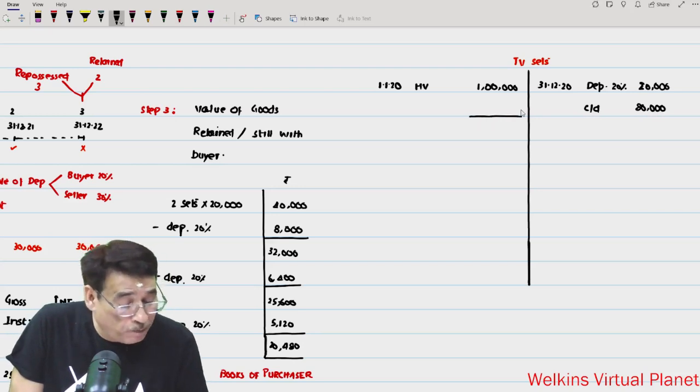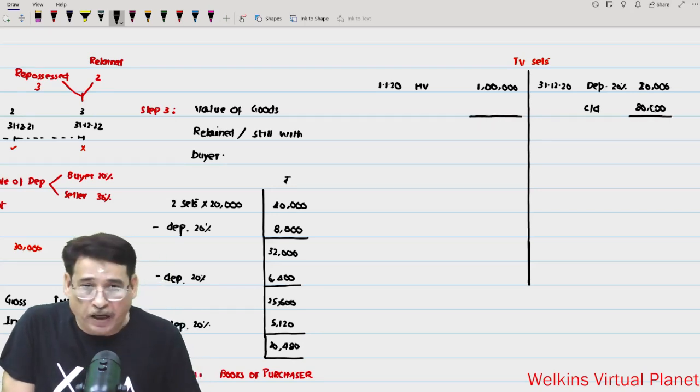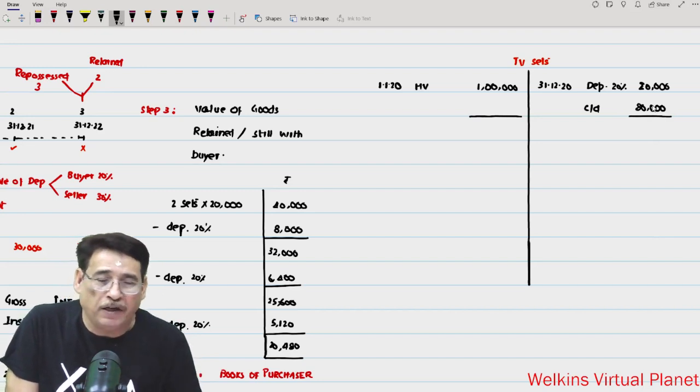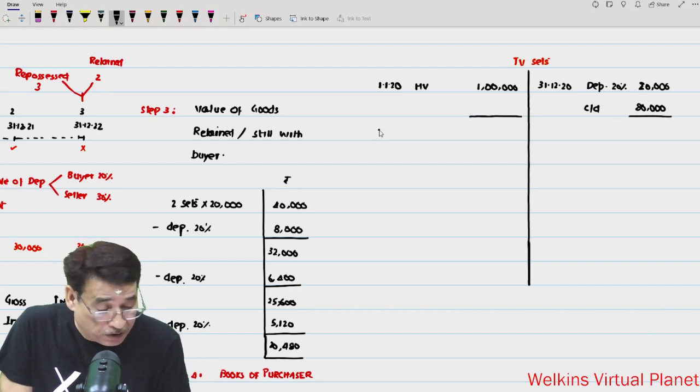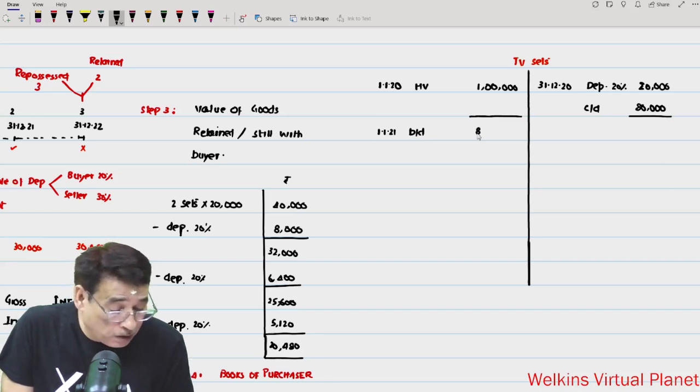Balance carried down is 80,000. That means from the perspective of the buyer, these 5 sets are commanding a value of 80,000 at the end of the first year. On 1/1/2021, now we are going to write here balance brought down. Now balance brought down is how much? That is equal to 80,000.